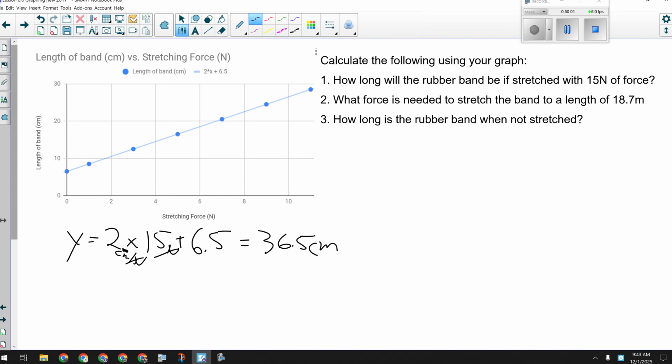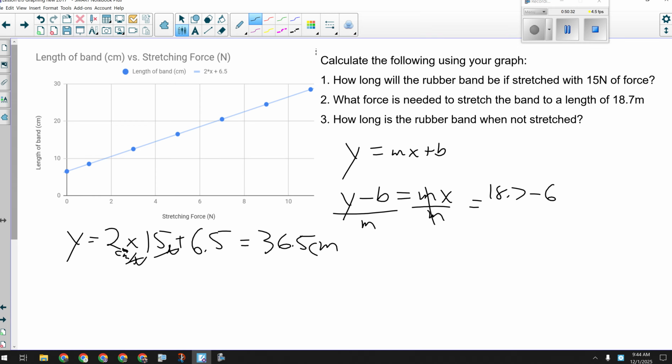Okay, how many people have done number 2? All right, let's have a look at that one. On number 2, it wants to know how much force. Force is on the x-axis. So I'm going to have to manipulate this formula now for x. First I subtract b. So I'll have y minus b equals m times x, and then I'll just divide both sides by m, and now I can plug in my numbers. They gave me y, 18.7, minus b, which was 6.5. And then I'm going to divide that by 2.